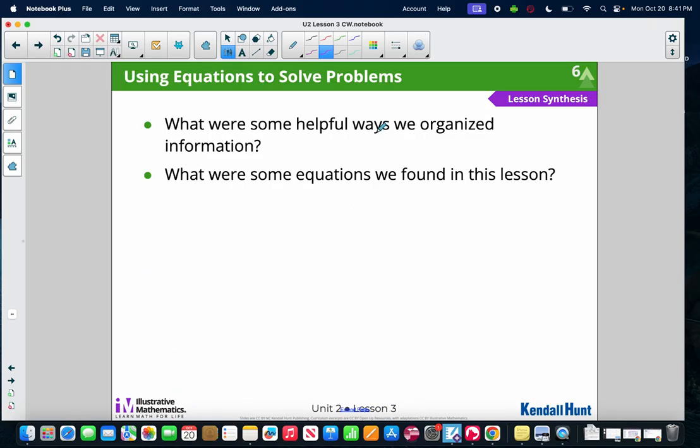What were some helpful ways we organized information? Tables are great. Equations work as well. And then you went to your notes and tried some practice problems.